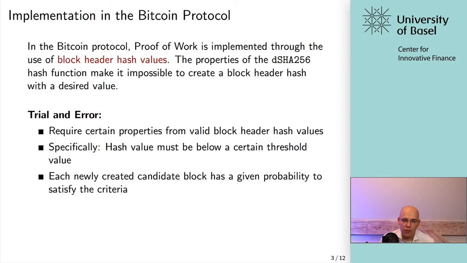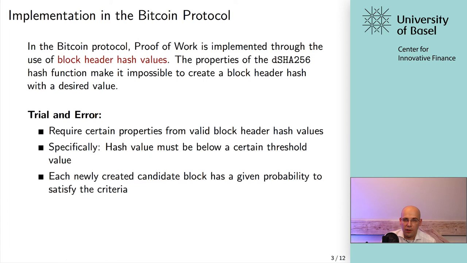If and only if the hash value that is resulting from your block header, so essentially your block header hash, is below this threshold value, only then it will be accepted by everyone else. Only then it will be seen as a successful try and accepted, essentially appended to the blockchain versions of everyone else. Each newly created candidate block has a given probability to satisfy the criteria.